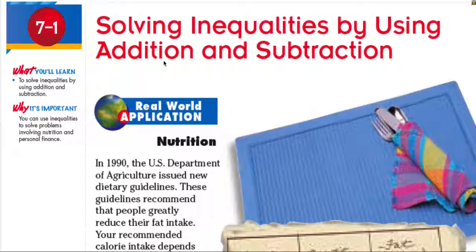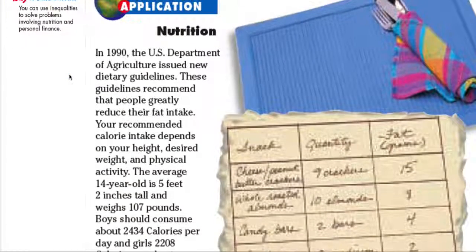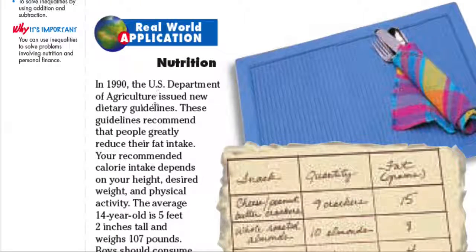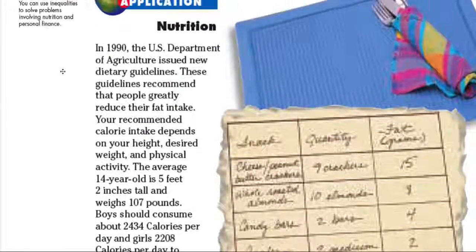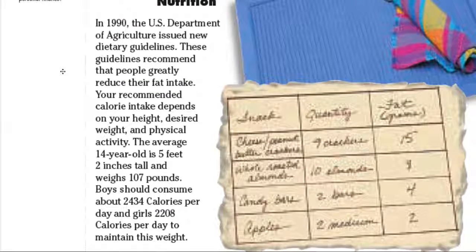Lesson 7-1, solving inequalities by using addition and subtraction. In this lesson, you learn to solve inequalities by using addition and subtraction. Why is it important? Because you can use inequalities to solve problems involving nutrition and personal finance. Let's take a look at this real-world application in nutrition.